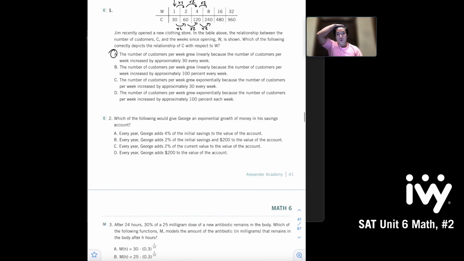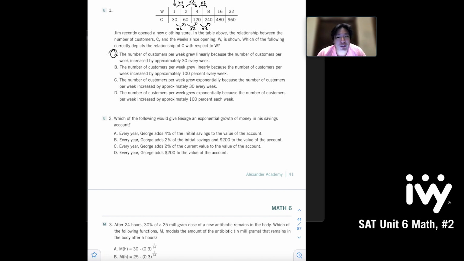Okay, question 2. Which of the following would give George an exponential growth of money in a savings account? So let's go through these options. First, we have every year George adds 4% of the initial savings to the value of the account. So unfortunately, this is not an exponential growth. It's because he's doing 4% of just the initial savings. So B, every year George adds 2% of the initial savings and $200 to the value of the account. Again, similarly to A, what we're going to be adding is the same amount every year. So this is going to be linear growth.